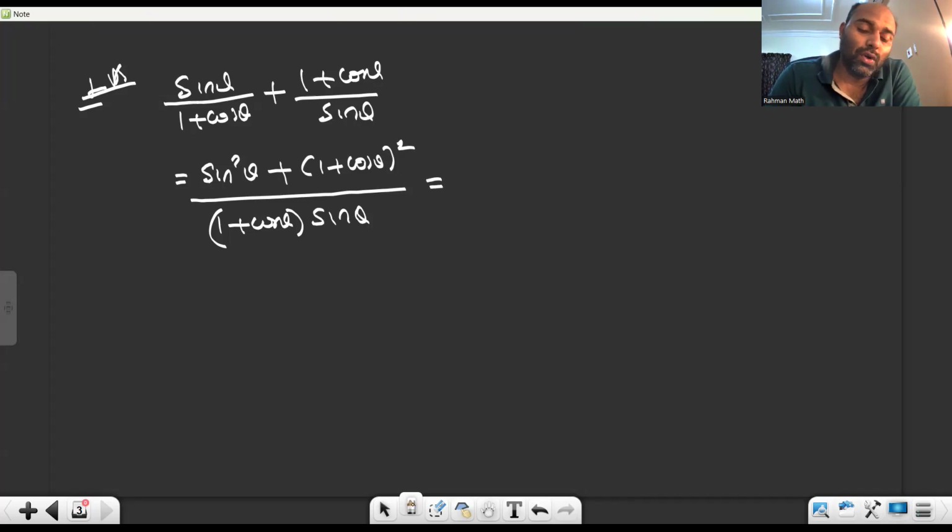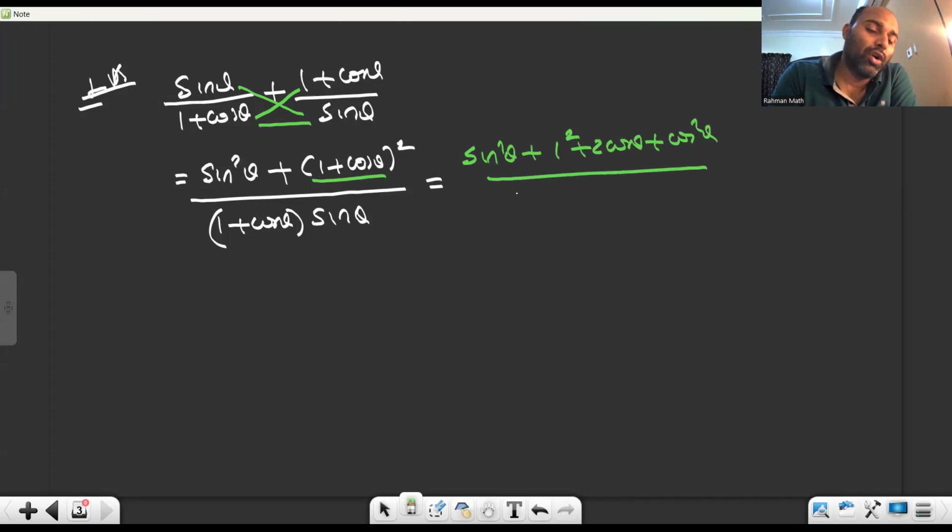Sine square theta, and 1 plus cos theta into 1 plus cos theta, that is 1 plus cos theta whole square, divided by 1 plus cos theta into sine theta. So what we did here: cross multiplication, this into this plus this into this, and the denominator also multiplied. Once you have done that, expand the numerator; the denominator you don't need to do anything. So sine square theta plus 1 plus cos theta whole square, which expands as a square plus 2ab plus b square, divided by the denominator 1 plus cos theta into sine theta, like that it will be.